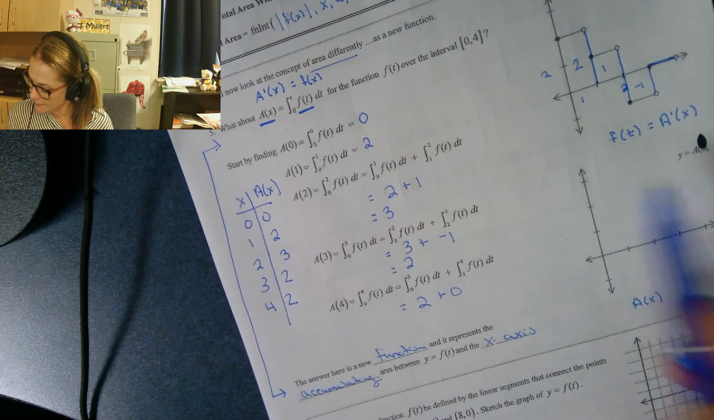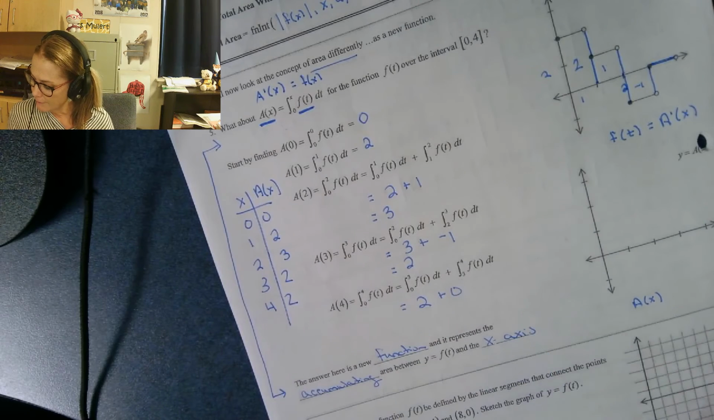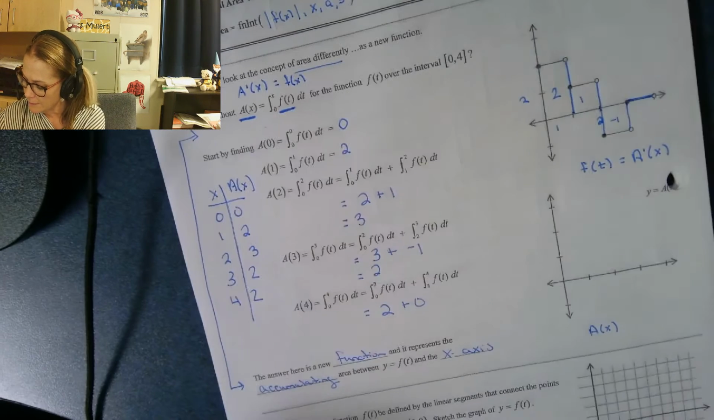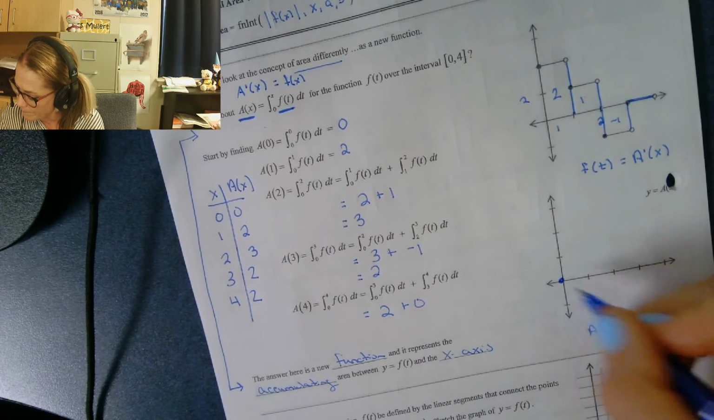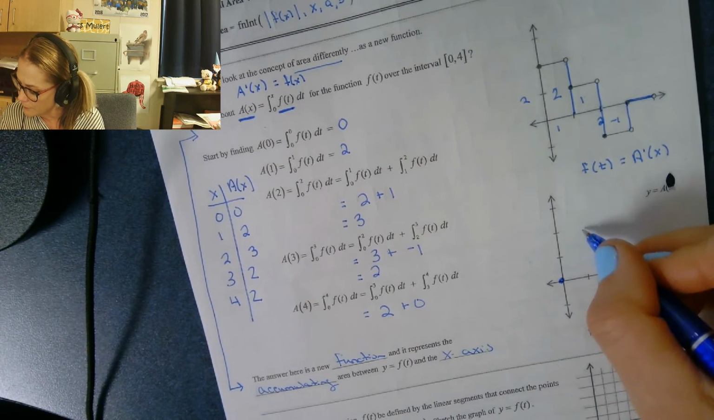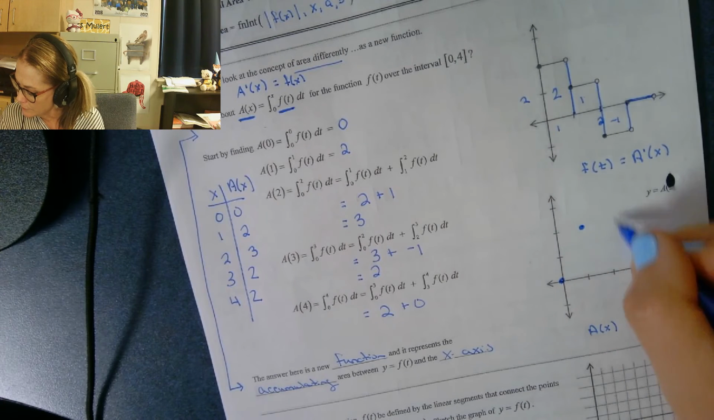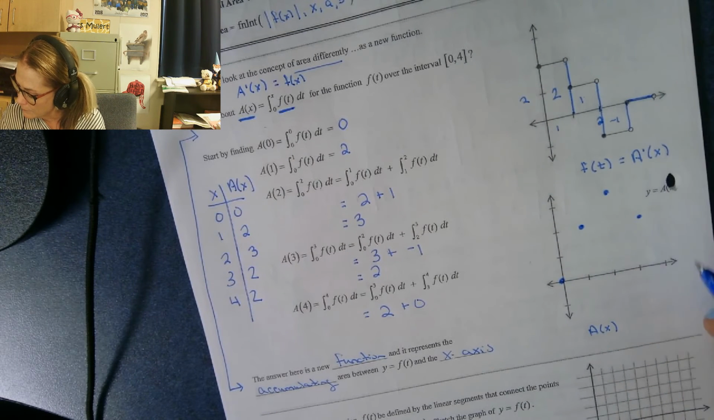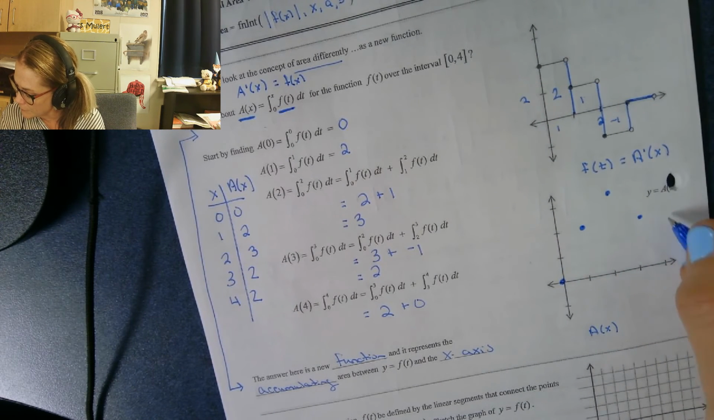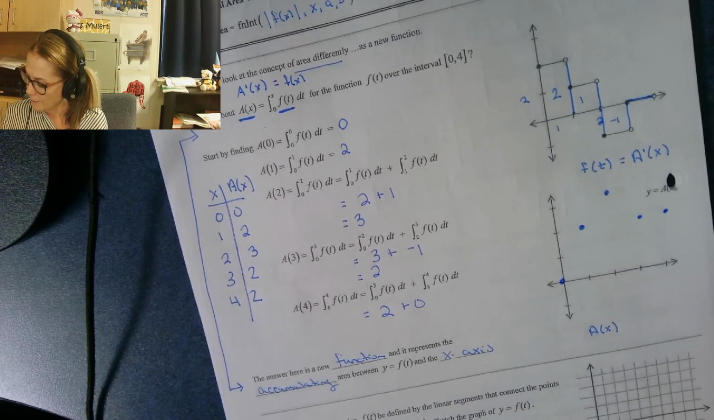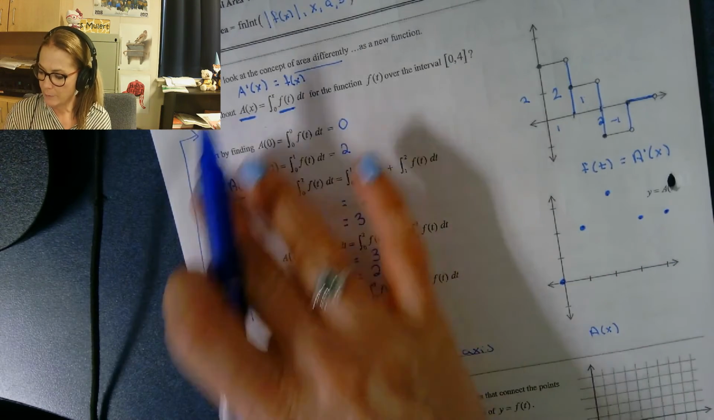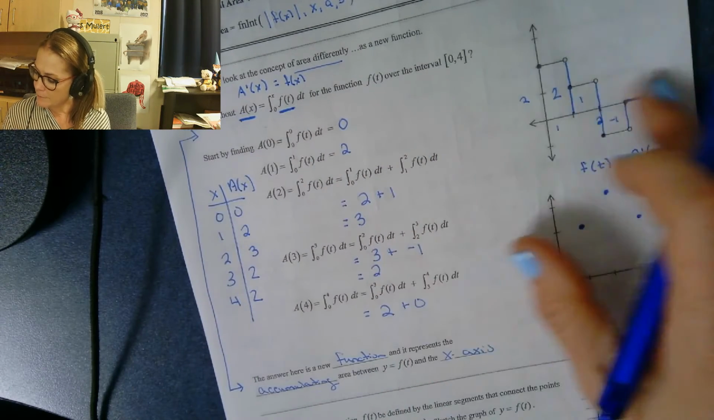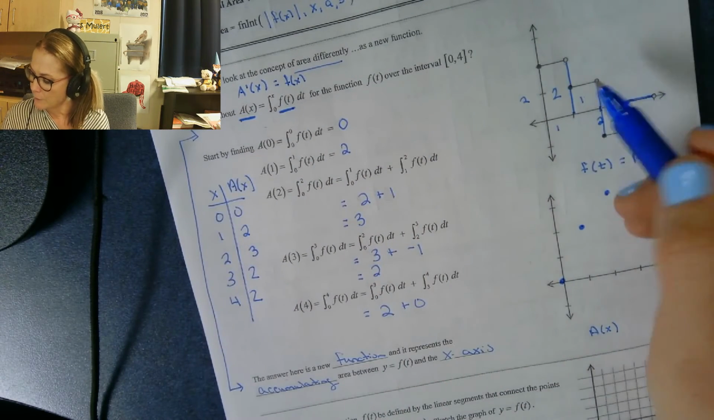All right, and so then it doesn't really say here to graph it, but let's graph A of x. All right, so A of x has a point 0, 0, and 1, 2, and 2, 3, and 3, 2, and 4, 2. Okay, and so those are those points generated, and now the derivative information will tell me what to do.